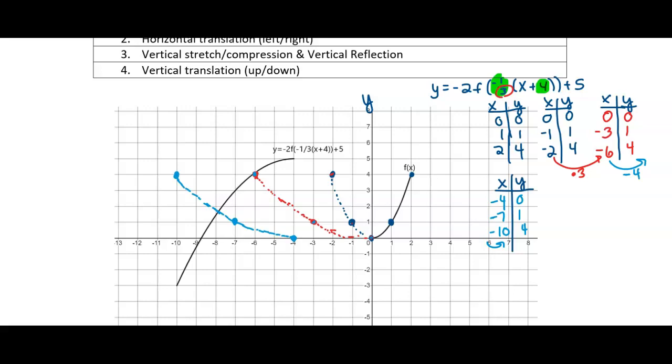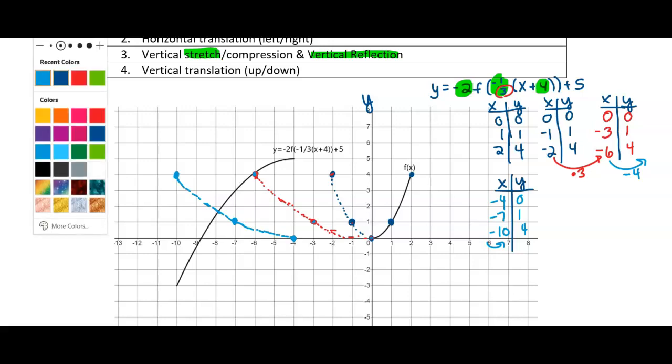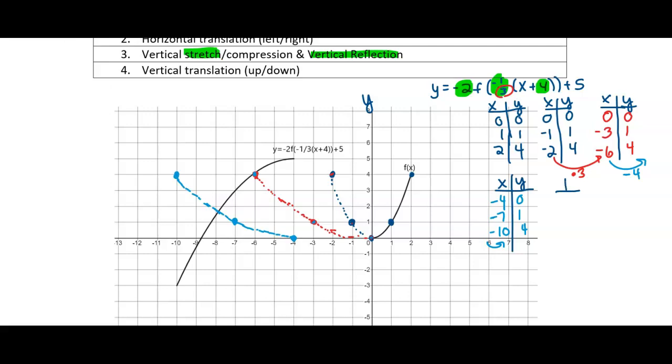So now we are at a point where we would want to do any vertical reflection and vertical stretch or compression. On this one, we have a vertical stretch. That's what that 2 is telling us. And we have a vertical reflection. That's what the negative out front is telling us. It doesn't matter which order we do these. If you want to do the reflection and then the stretch, or the stretch and then the reflection, it does not matter. It's completely up to you. Okay, so I'm going to draw out a new little XY chart over here.